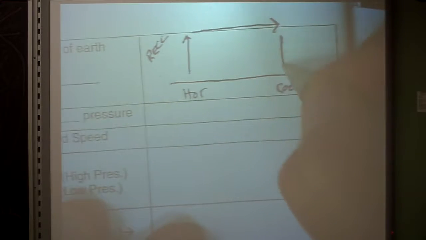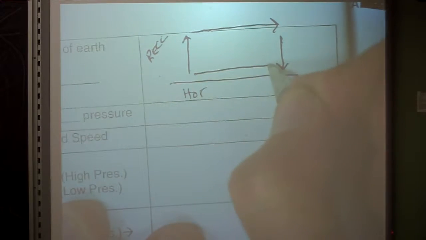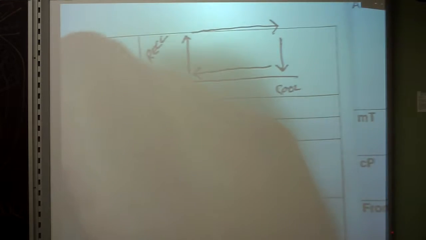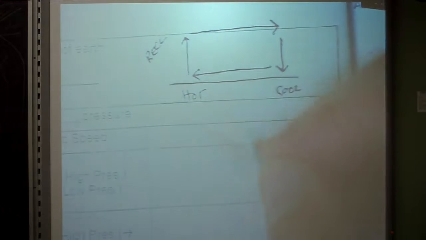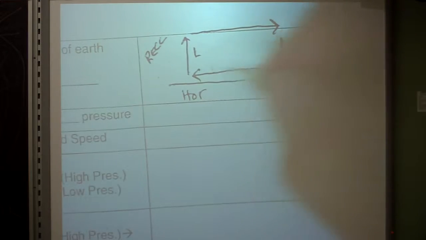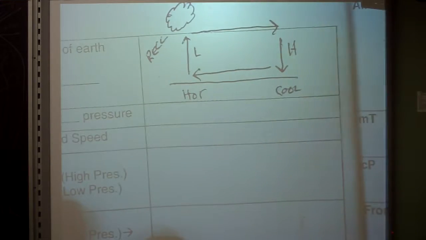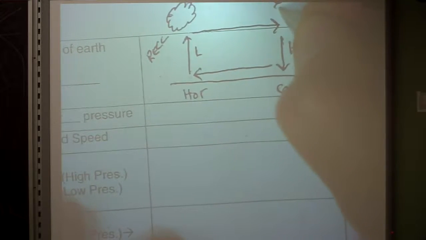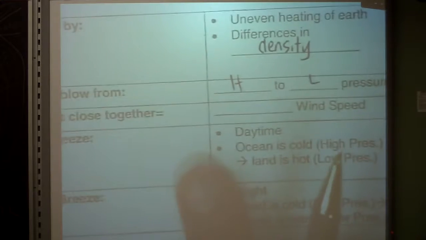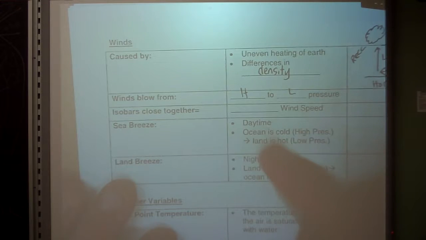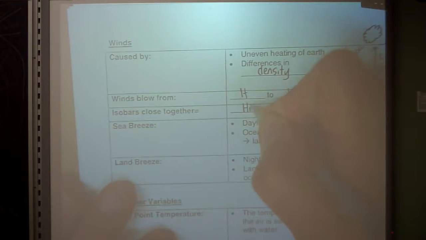I'm going to bring this over here. Cool air comes down, and we get our convection cell like that. The wind blows from the high to the low. What do I mean by that? This is low pressure over here because it's lifting. Over here is high. And because it's lifting and doing this, we're going to get our rain, our low and lousy, and over here, high and dry. All right, so if we go back over here, winds blow from the high to the low. Isobars close together will give us high wind speed.